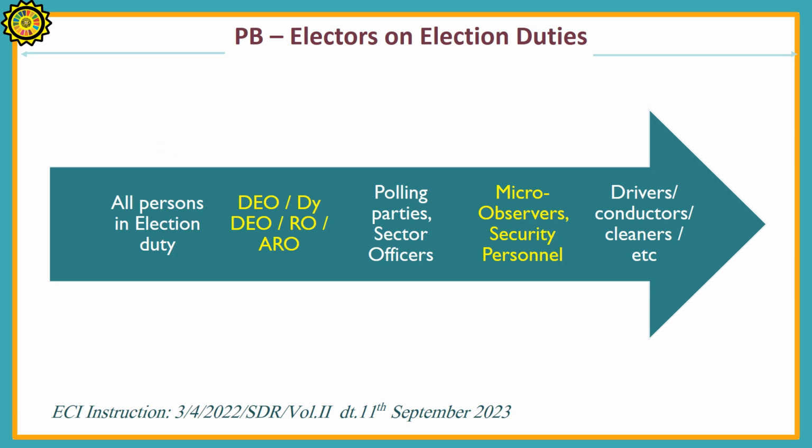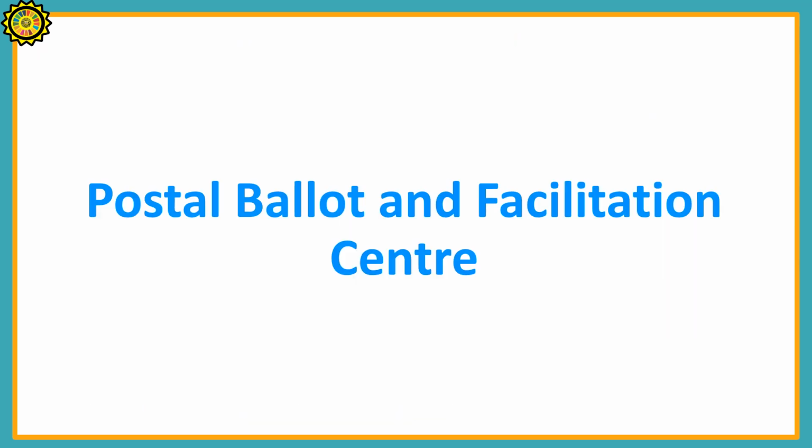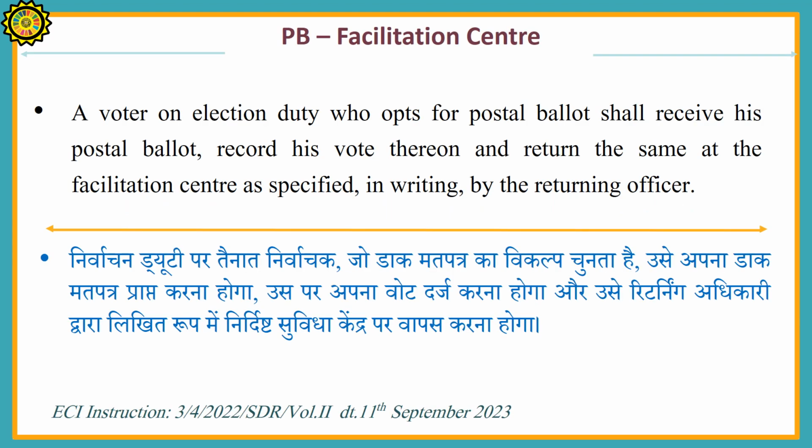So all the persons who are on election duty, like DEO, Deputy DEO, RO, ARO, polling parties, sector officers, micro observers, security personnel, drivers, conductors, cleaners, etc., shall be issued the postal ballot. Postal ballot and facilitation center. A voter on election duty who opts for the postal ballot shall receive his postal ballot, record his vote thereon, and return the same at the facilitation center as specified in writing by the returning officer.